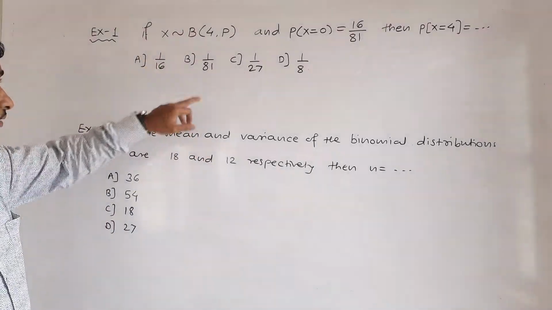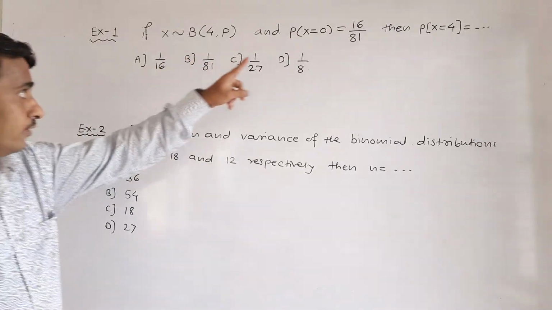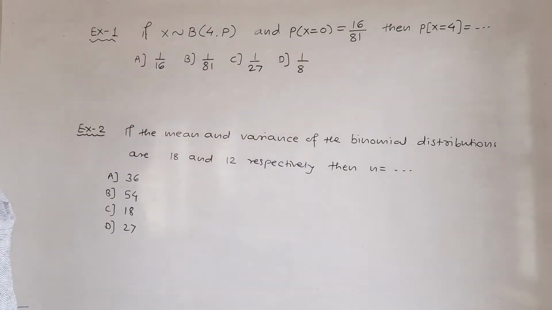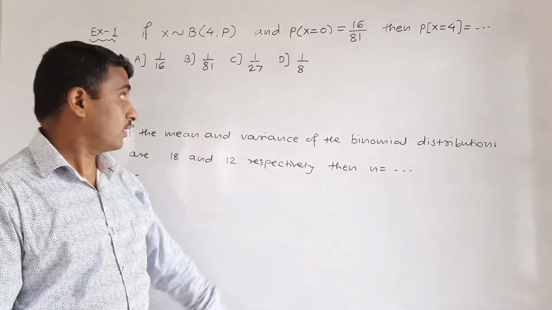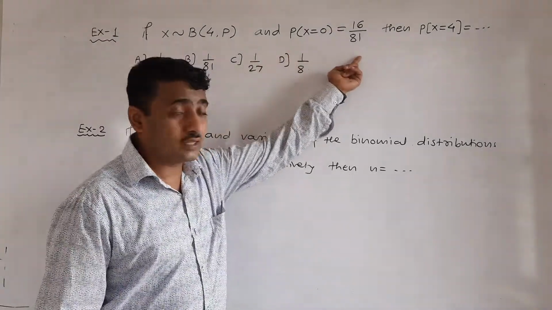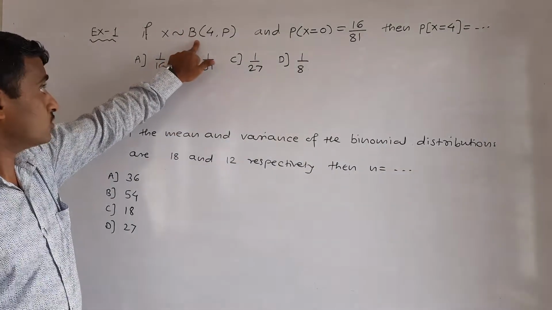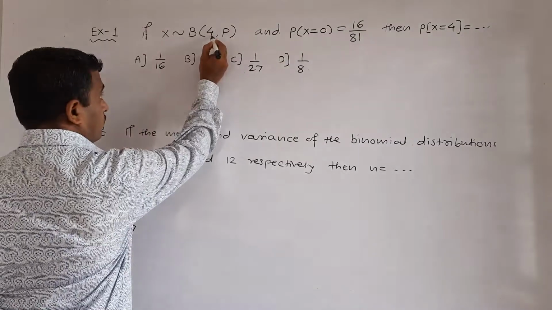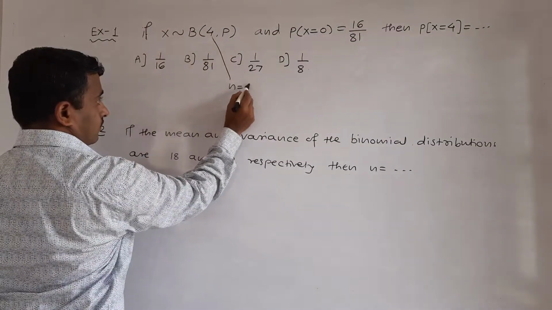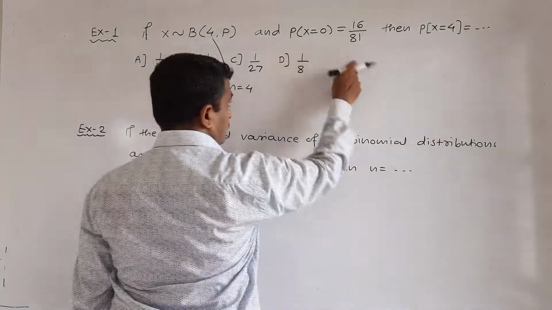Now first example: if x follows binomial distribution with 4, p and probability of x equal to 0 is equal to 16 upon 81, then probability of x equal to 4. Look at the question: probability of x equal to 0 is given and probability of x equal to 4 is asked. x follows binomial distribution with 4, p, that is n is equal to 4. n is equal to 4 is given and probability of x equal to 0 is given.